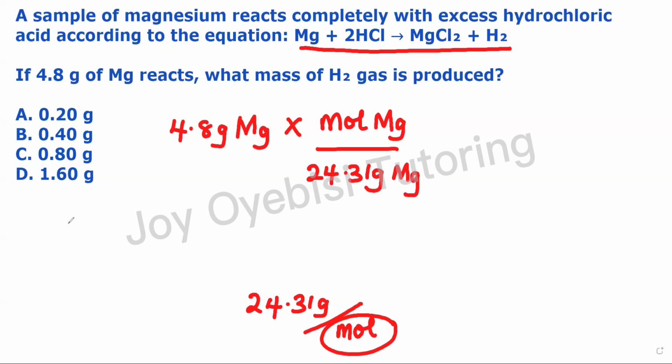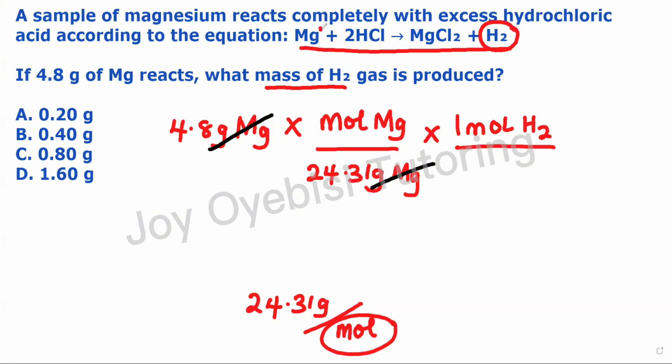So the grams of magnesium, we go ahead and cancel out. Now we have mole magnesium. At this point, we're going to go from mole magnesium to mole of hydrogen. Remember, the question is what mass of hydrogen? And in this equation, there is 1 mole of hydrogen. So that 1 mole of hydrogen goes on top. That is your priority. That's what you want to find. Divide that by the mole ratio of magnesium, which is also 1.